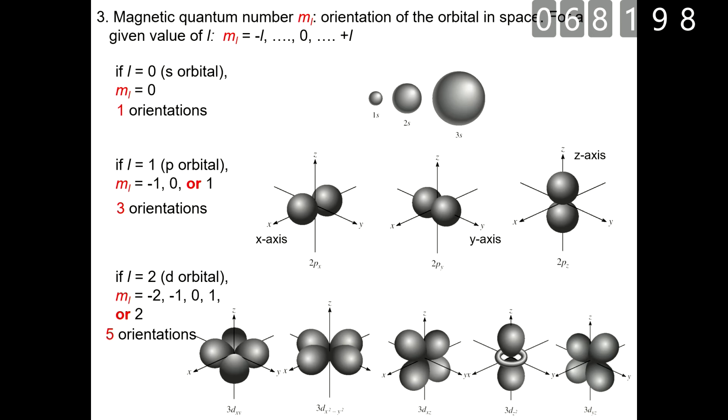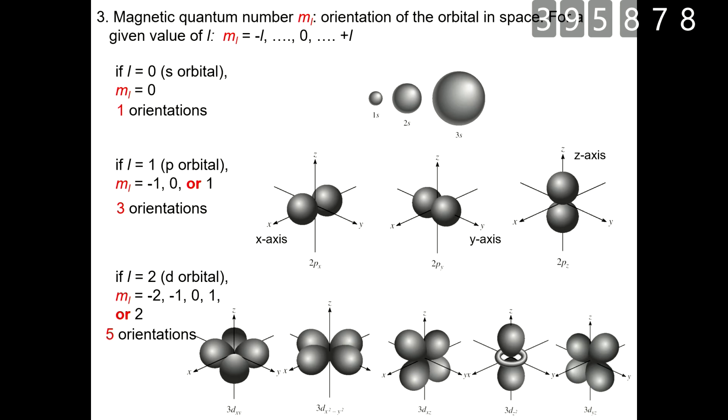So this means the L can be minus 1, 0, or 1. So it has 3 orientations. So the electrons in p orbitals have 3 orientations. The cloud can be along the x-axis, right? It also can be along the y-axis. It's also along the z-axis.